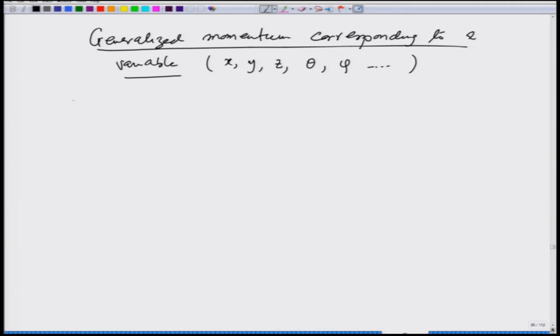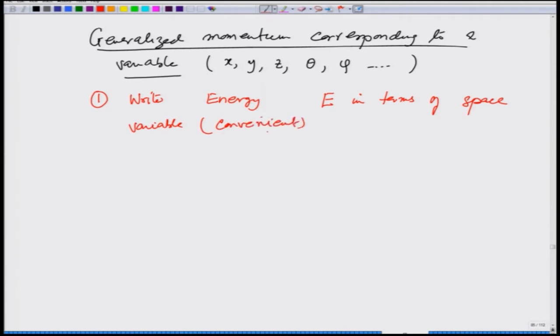So, what we do for this is, step number 1, write energy E in terms of space variables, whichever is convenient. And two, P corresponding to that variable, let me for the time being call it capital X, is given as the partial derivative of E with respect to X dot. Let me give you an example.